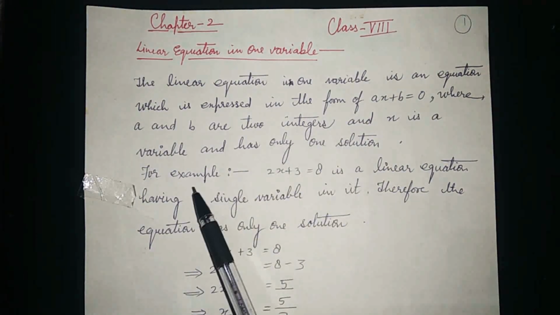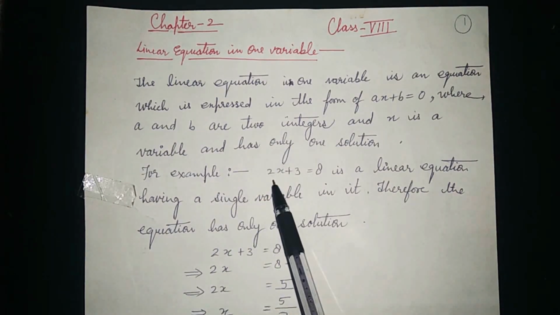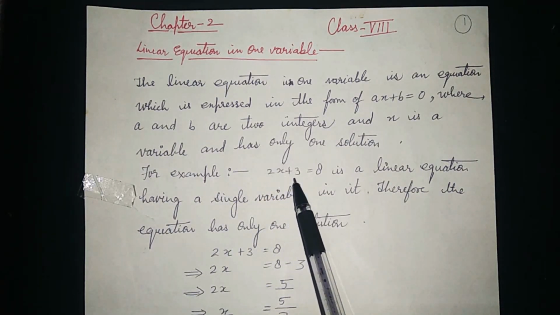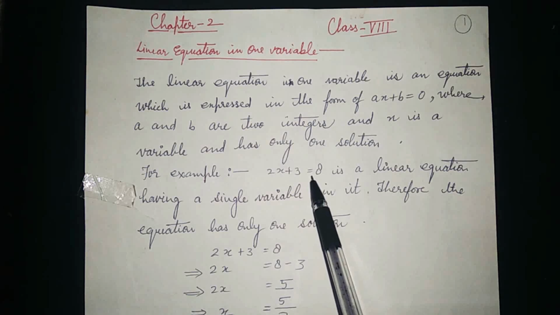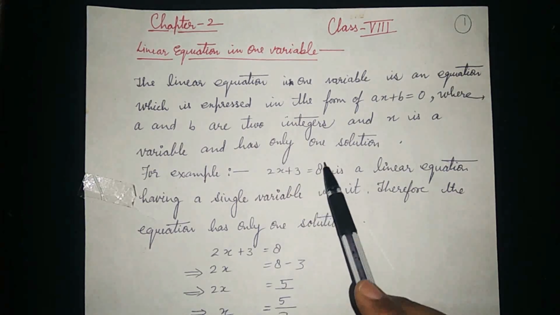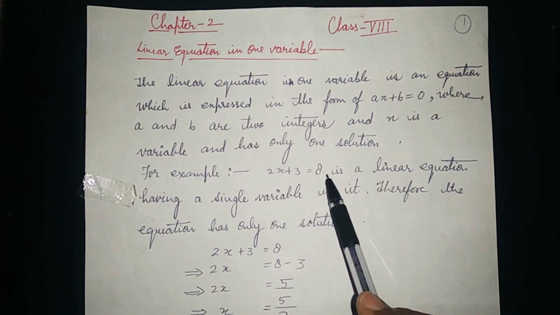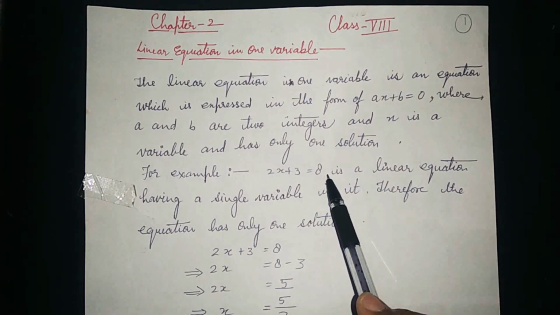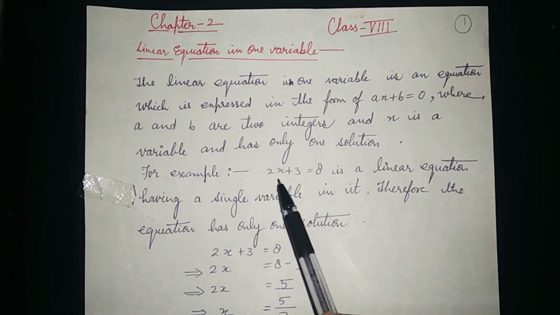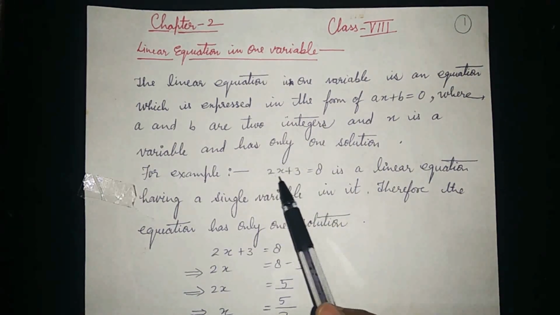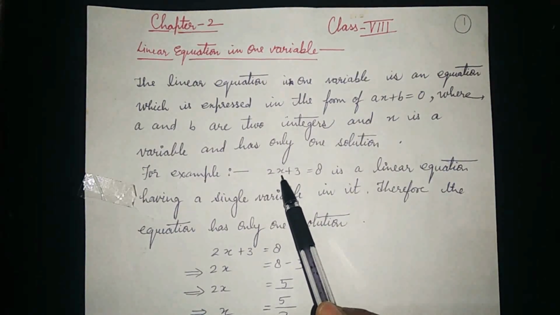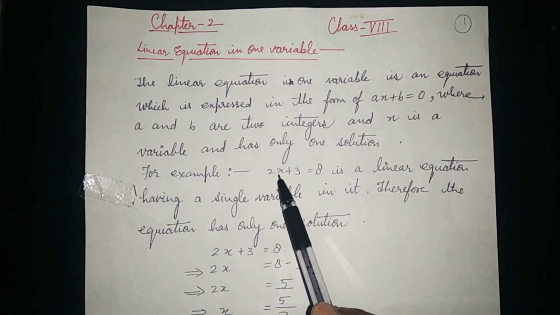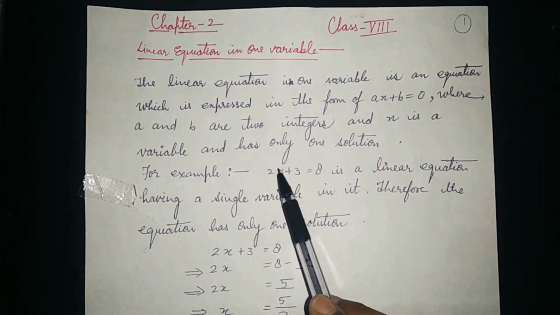Now, one example you can see. Here I have written an example. Now see, 2x plus 3 equals 8. It is a linear equation having a single variable in it. Where is the variable? Here. This x is a variable. Okay. Therefore, the equation has only one solution.